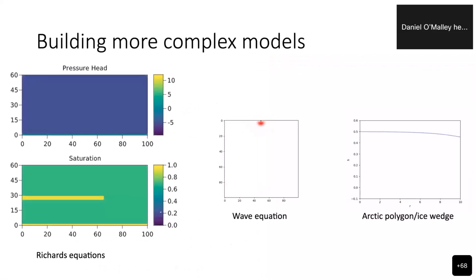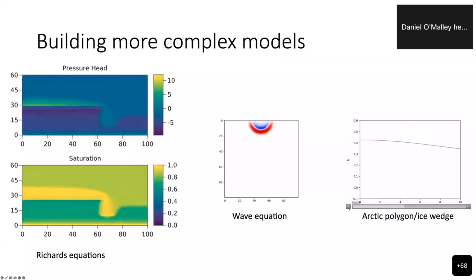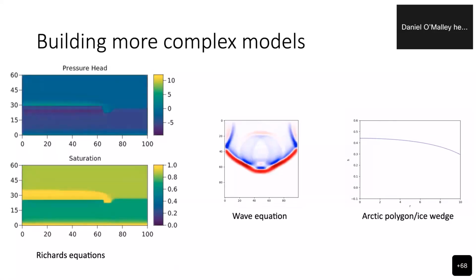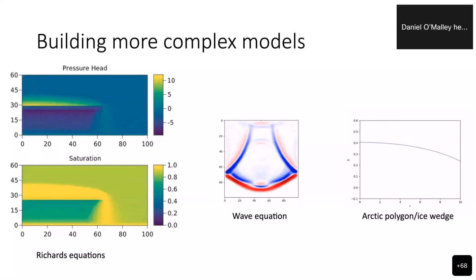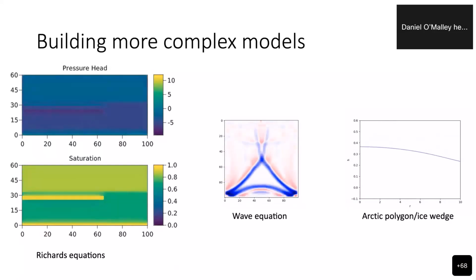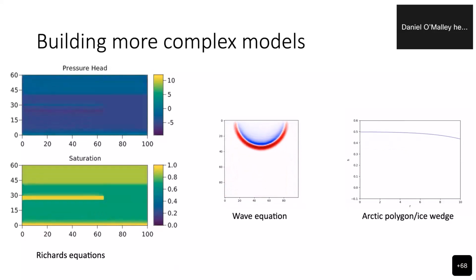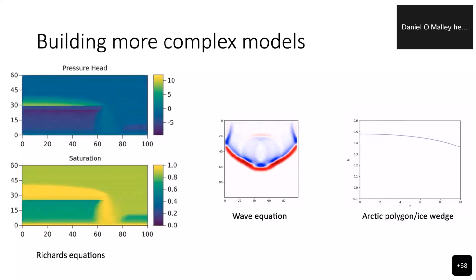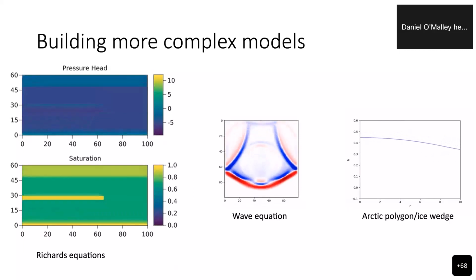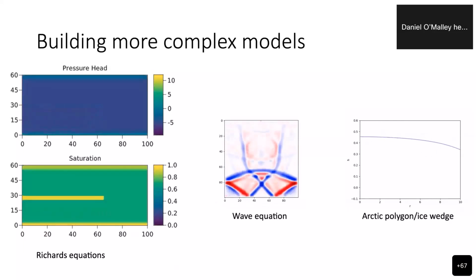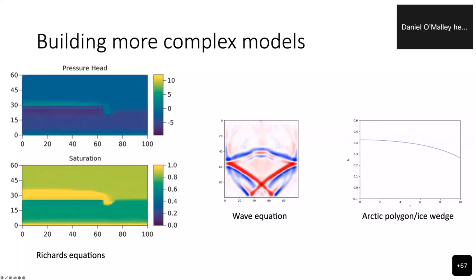And so I think that's just looking at the simplest example you can come up with, but we can also build more complex models. On the left is a transient Richards equation simulation. In the middle is a wave equation simulation that Sarah Greer, a student at MIT, wrote. She's interested in seismic stuff. And on the right is something I worked on with Dylan Harp. That's a model of an Arctic polygon ice-wedge. But the basic idea is that you can build much more complex models with this system.